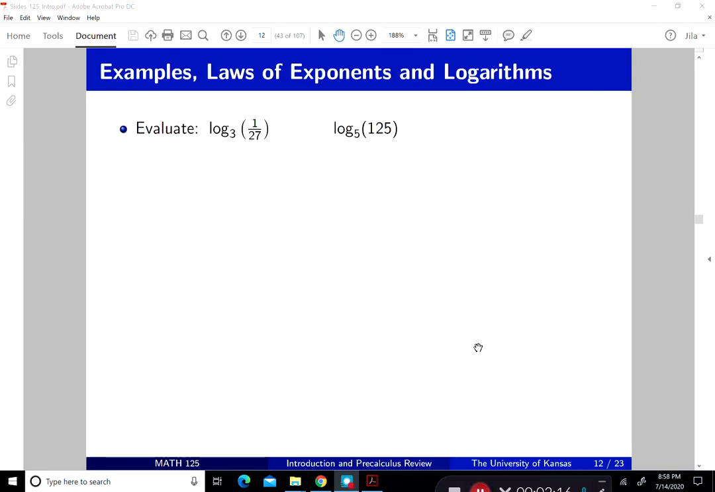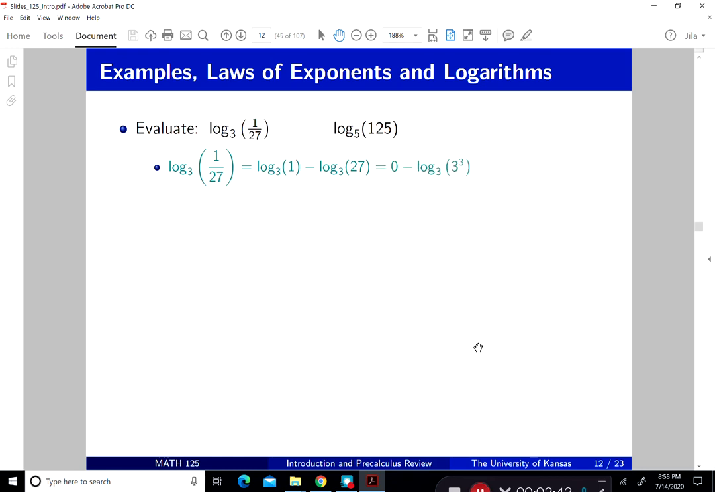Now let's do a few examples. Examples for laws of exponents and logarithms. First, log base 3 of 1 over 27. Let's remember 1 over 27, and that requires a quotient law. So it's log base 3 of 1 minus log base 3 of 27.